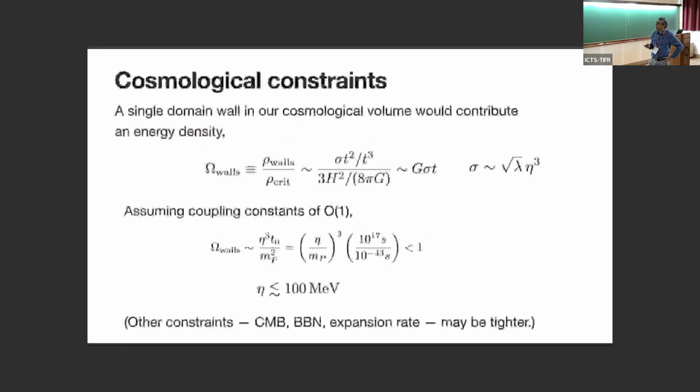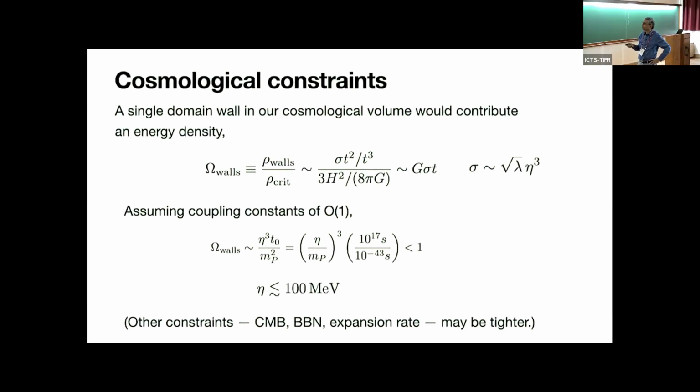But there are severe cosmological constraints on domain walls. The simplest constraint comes from finding the relative energy density in domain walls. You take the wall energy density, divide by the critical energy density of the universe. Even if you assume there's one wall of area of the Hubble length squared, that's cosmic time squared, so sigma t squared, and then you divide by the volume t cubed. That's the energy density in walls, and the critical density is given over here.